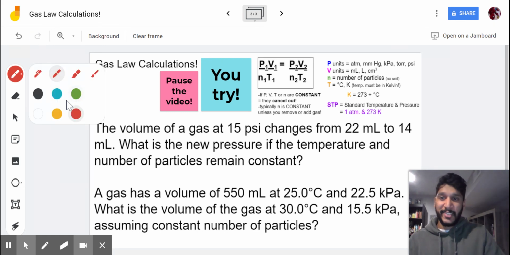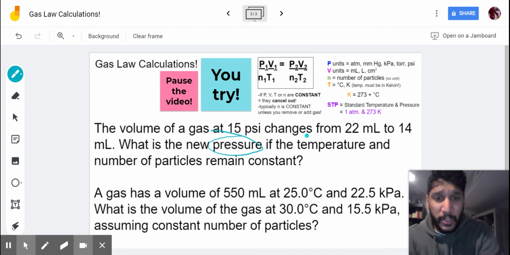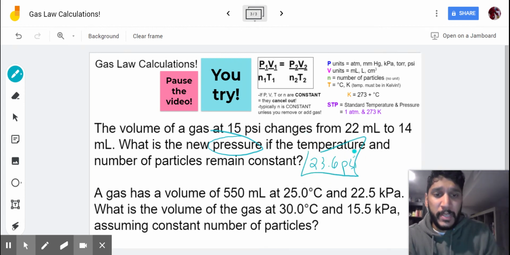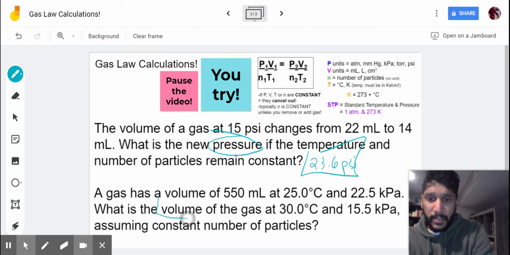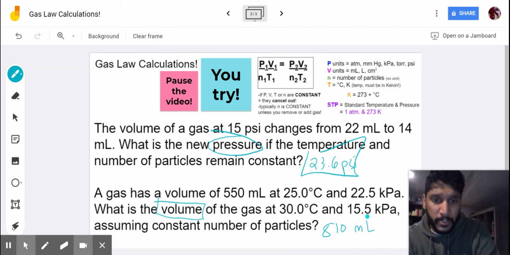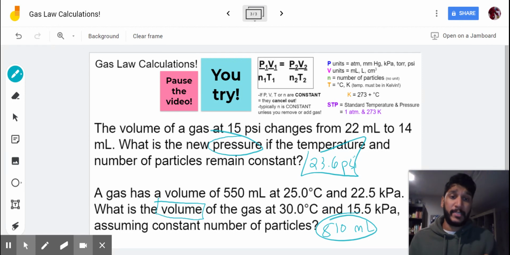Okay. All right. So hopefully you did pause the video and you tried these two problems. So for this first one, our new pressure should have been 23.6 psi. And for problem number 2, what's the volume of the gas? This is where we had 3 variables, and this should have been about 810 milliliters. If you didn't get either that first one or second one, definitely look back, see what you did. You may have not converted degrees Celsius to Kelvin, right, in that second problem. I feel like that would be the most common mistake.